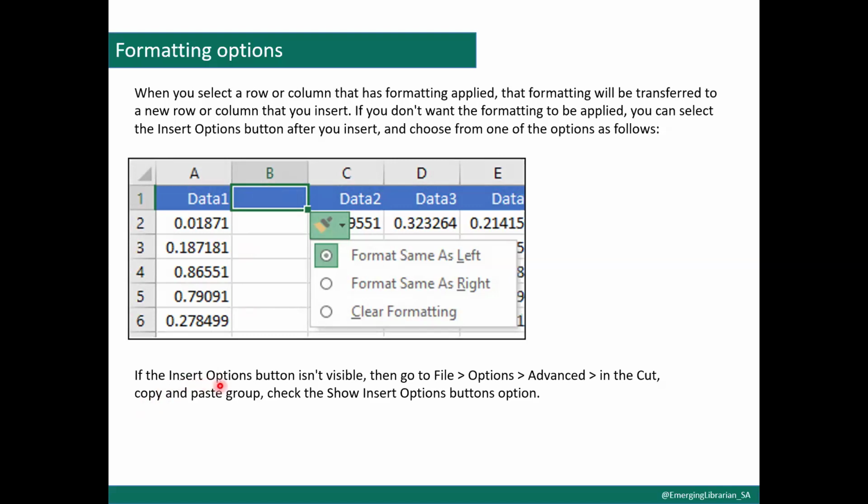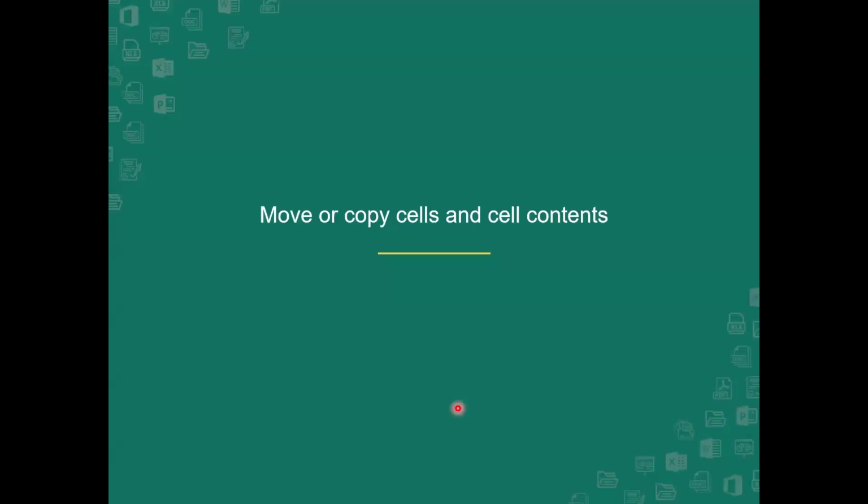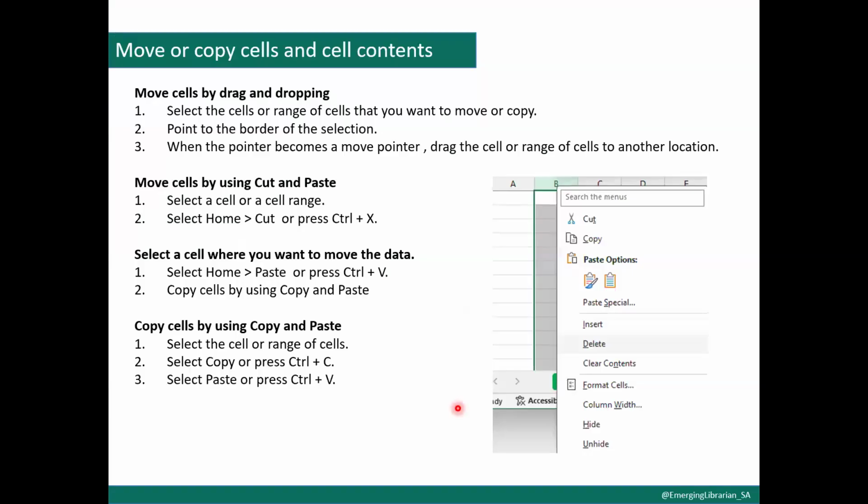If the Insert Options button is invisible, then go to File, Options, Advanced, in the Cut, Copy and Paste group, check the Show Insert Options button option. So this is another alternative formatting option. And then, okay, this is the tutorial.